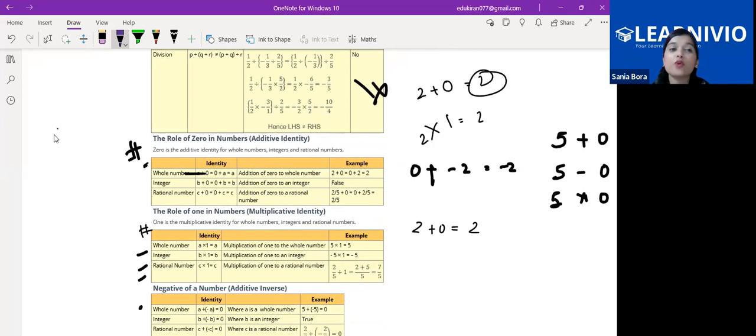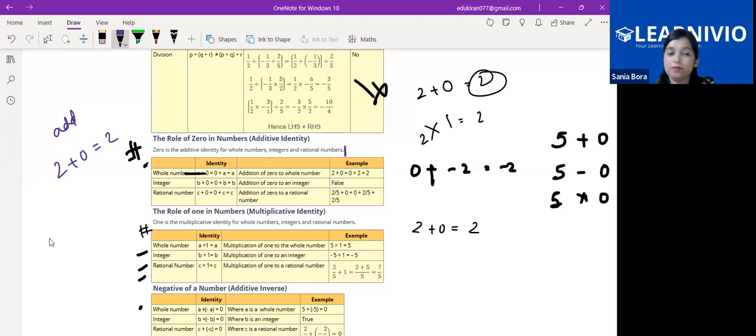That means if you add any number with 0, what will you get? If I add 2 plus 0, what do I get? Tell me, students. 2. The same number. Right? So that is what? 0 is the additive identity. So you will write this till here.